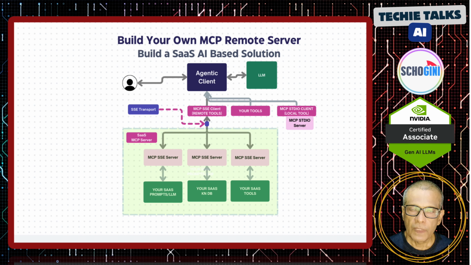Now, a remote MCP server is the ideal thing for an automation agency, so that your intellectual property stays safe on your remote machine. You only expose your service to your clients.